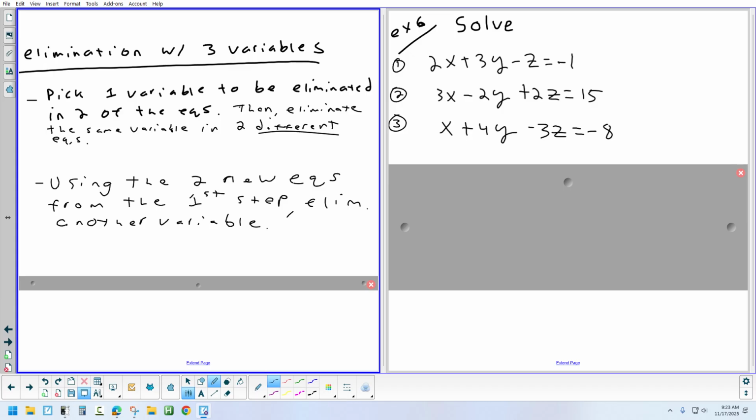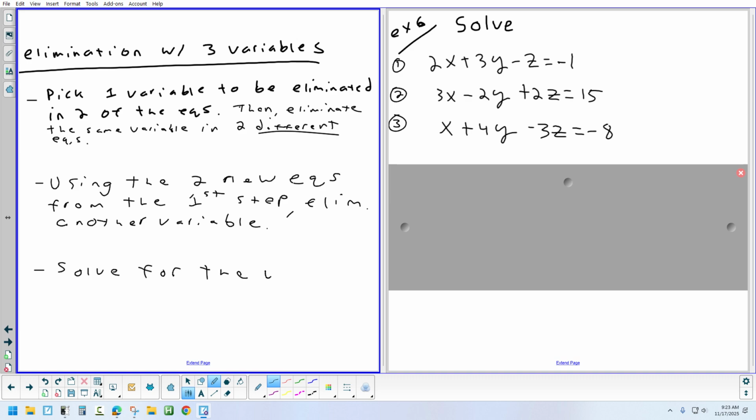After you do that step, now you're going to have one equation with one variable. And now you'll be able to solve for that one variable. So solve for the variable that's remaining. It could be x, y, or z. Depends on how you chose to do it. Once you solve for that variable, then you can use substitution, just like we did with two variables, by plugging it back in to get your other answers.